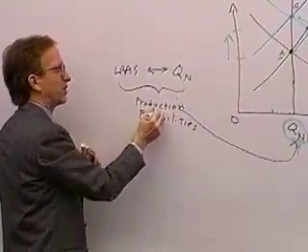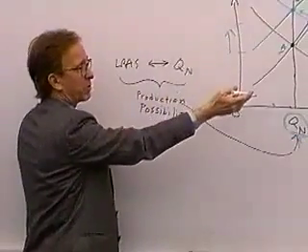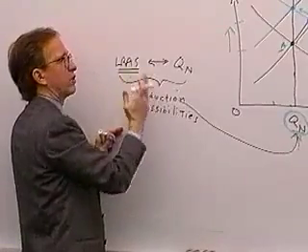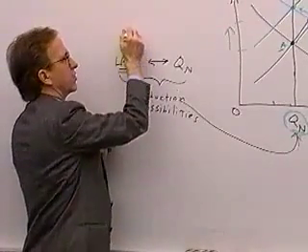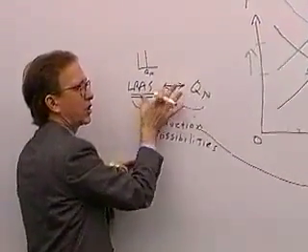When we look at these diagrams that we just came through, the long-run aggregate supply curve is a vertical curve, and it is a vertical curve at natural real GDP. So those two concepts go together.